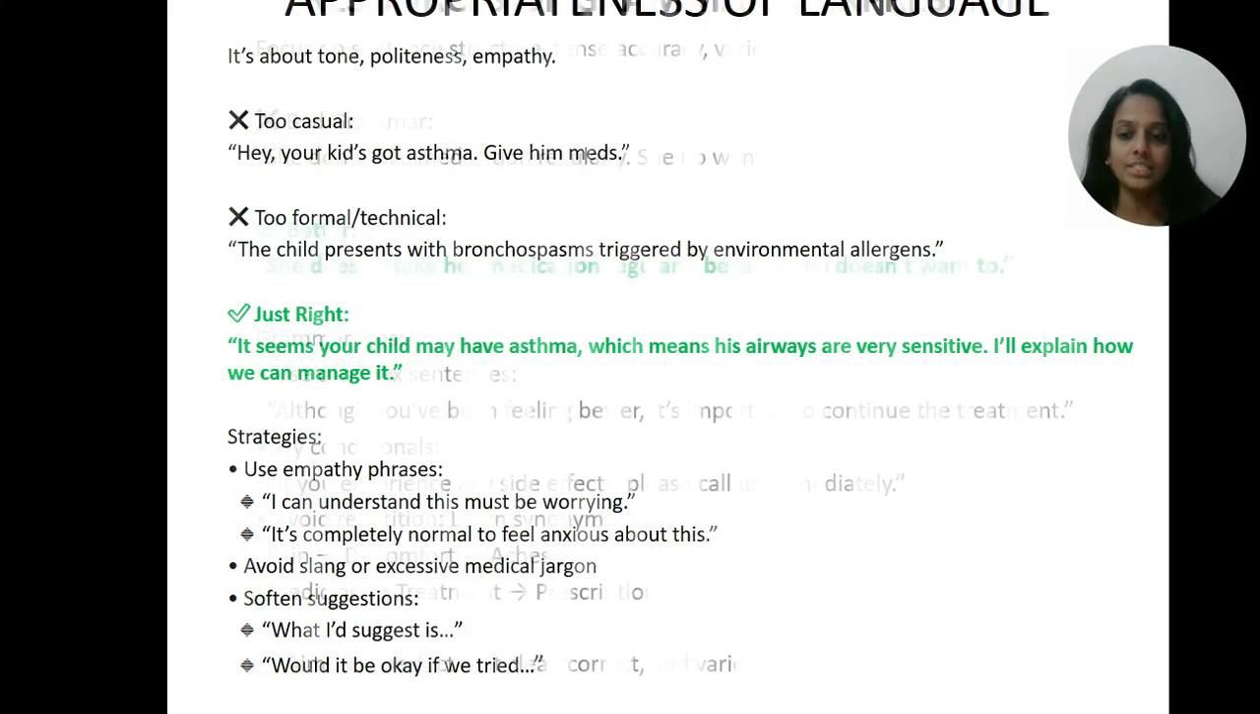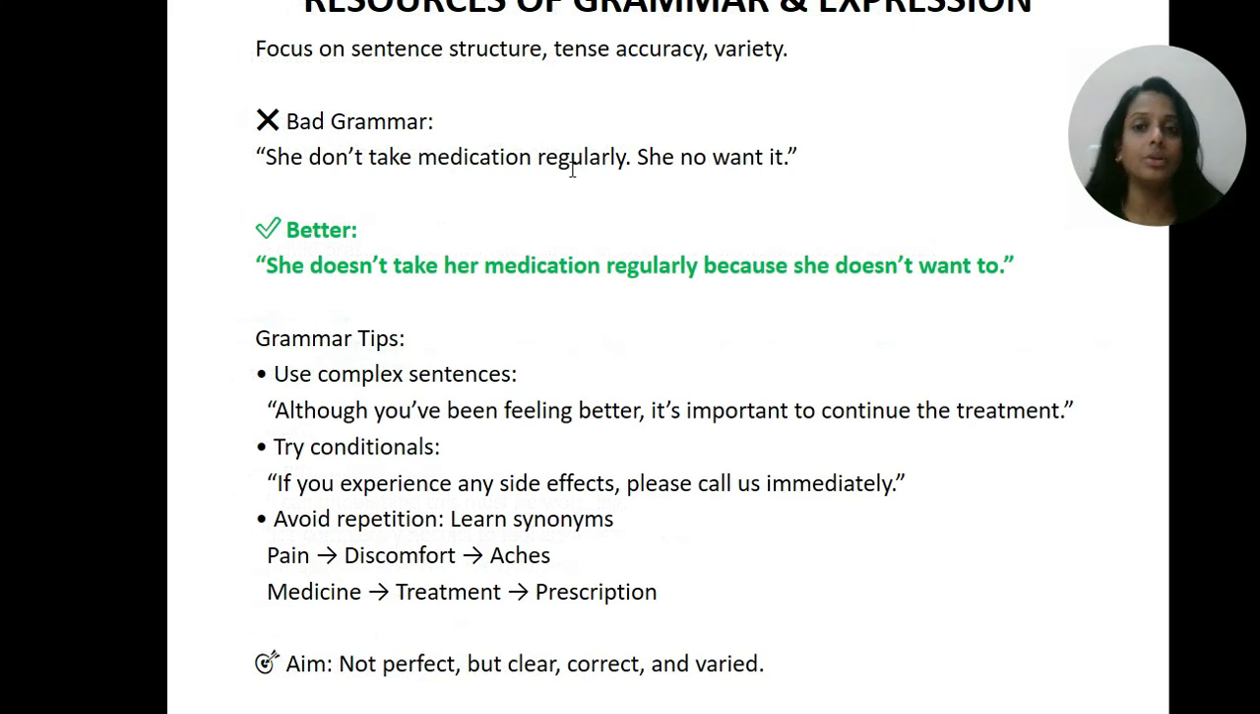The next one is resources of grammar and expressions. So, when we are talking about resources of grammar and expression, it refers to the sentence structure, the appropriate use of tenses in an accurate way, and varied expressions wherever it is required, and avoiding grammar slips.